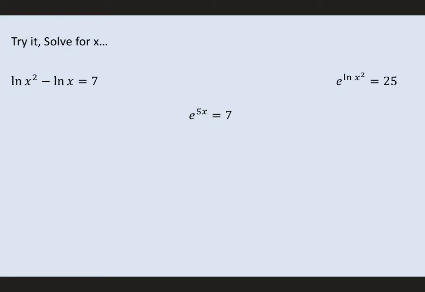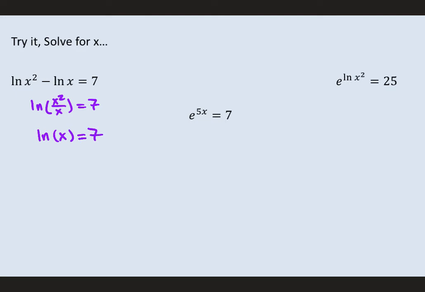Here on the left side, we'll start with the one on the far left first. These are both natural logs, so I can combine them in the same way that I would combine other problems. Since that's a subtraction, I will combine that to be the natural log of x squared over x, and set that equal to 7. I'll simplify that inside. X squared over x is going to become the natural log of x equals 7.